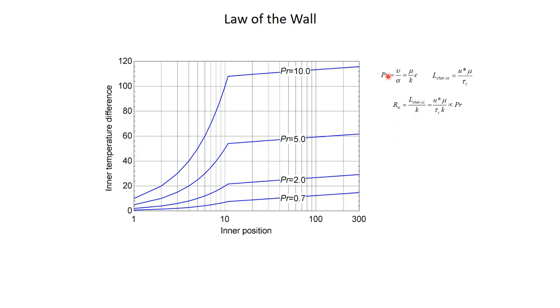The molecular Prandtl number is kinematic viscosity over thermal diffusivity. And if you substitute the definitions for these two things into this equation, you'll find that it's really setting the viscosity over the conductivity, right? So you can think of the Prandtl number as setting this ratio of viscosity over conductivity.